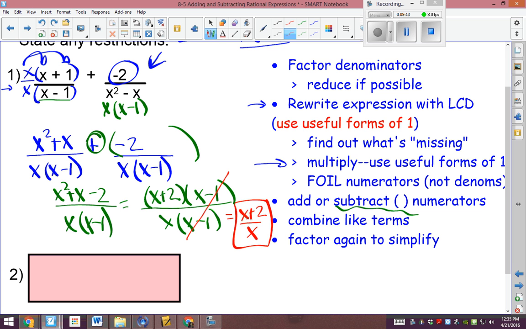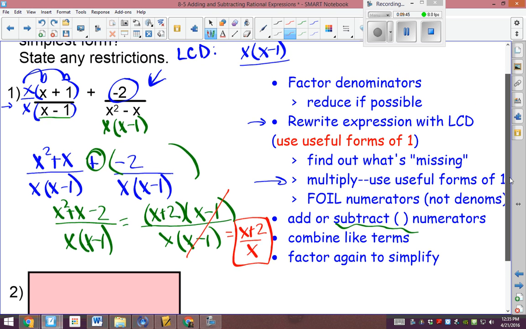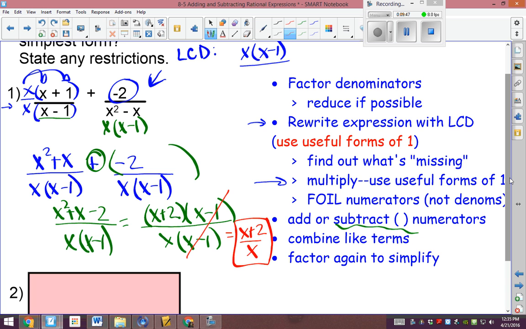We do have to state the restrictions as well. So remember restrictions, we've gone over this a lot this year. You can't divide by 0. So it's important that we look at the denominators at any point. So maybe even look back to your original denominators. Here, we started with x minus 1 and an x minus 1. So those will help us decide the restrictions.